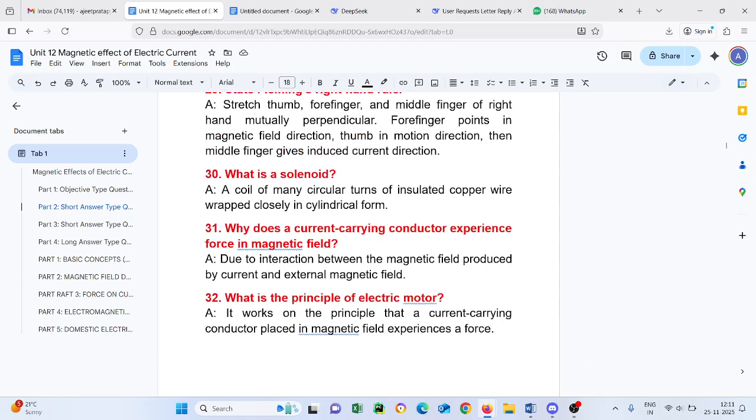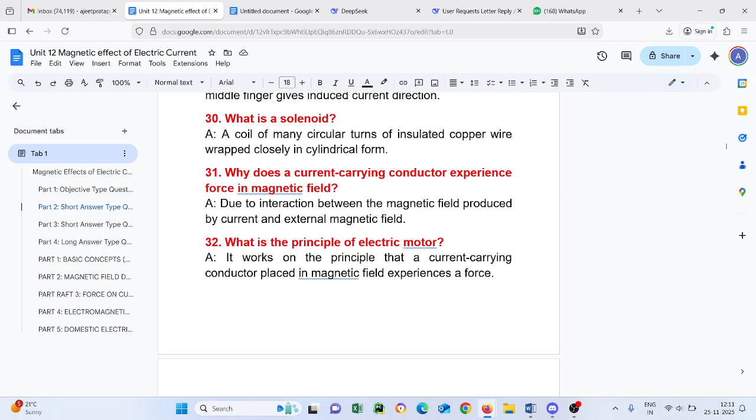Question number 30. What is the principle of electric motors? It works on the principle that a current carrying conductor placed in a magnetic field experiences a force. Question number 32. What is the principle of electric motor? It works on the principle that a current carrying conductor placed in a magnetic field experiences a force.